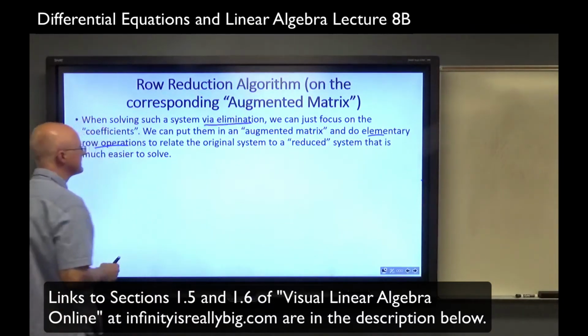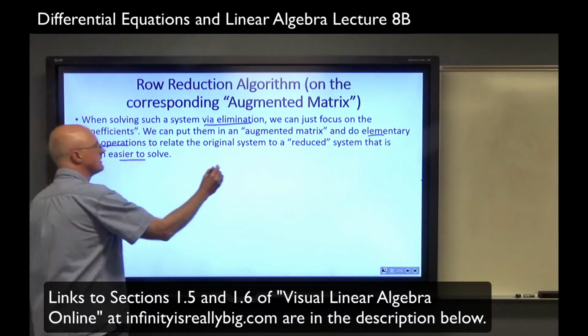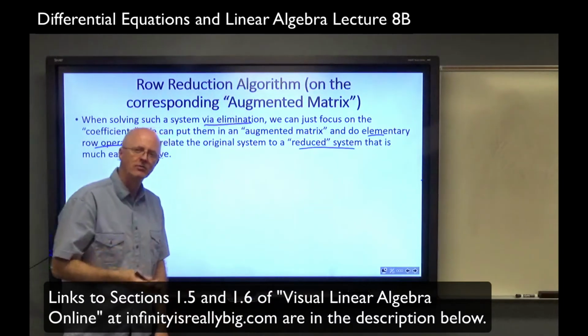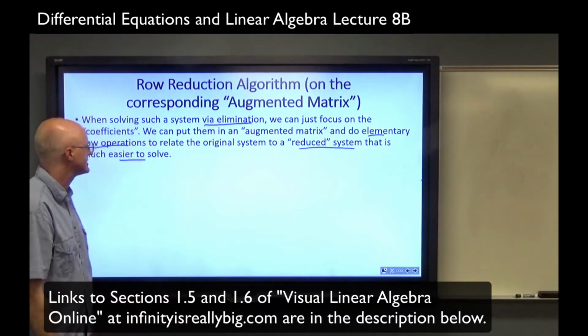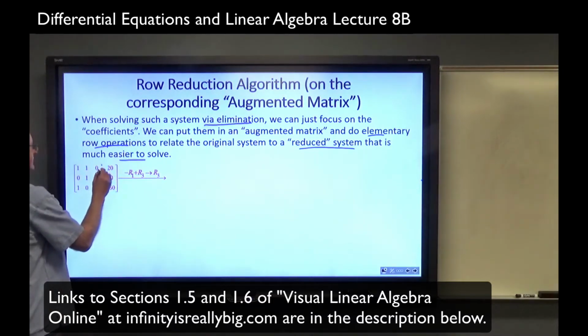which I'll describe as we go, to relate the original system to a reduced system that is easier to solve. Find an equivalent, simpler system that is easier to solve. And this is called the row reduction algorithm. It's a process for helping solve. So here is the starting augmented matrix.